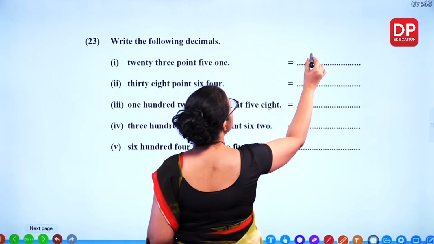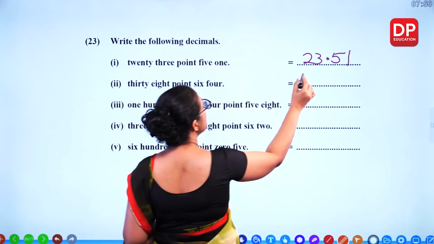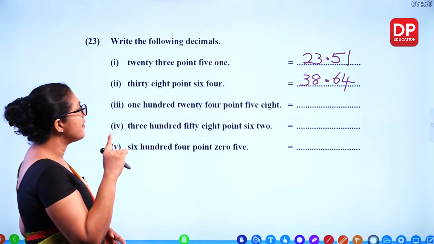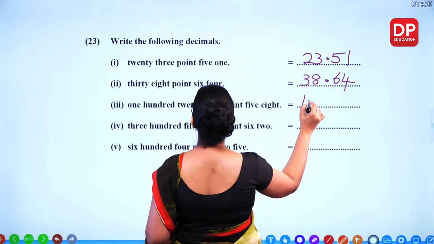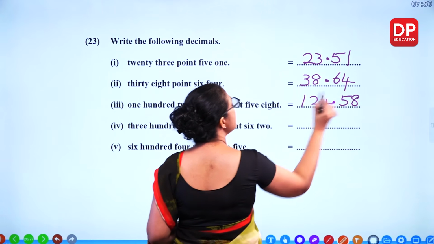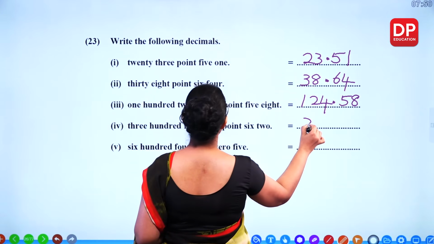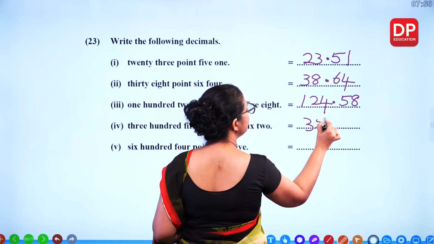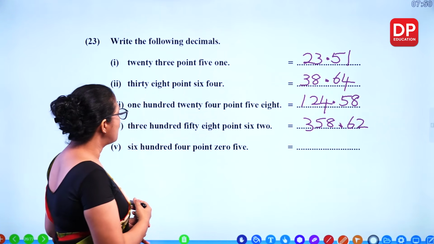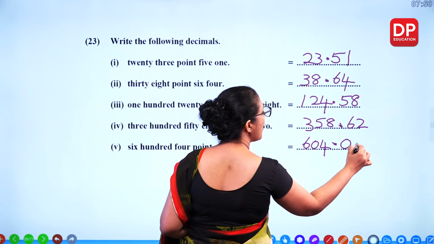Write the following decimals. 23.51. 38.64. 124.58. 358.62. 604.05.